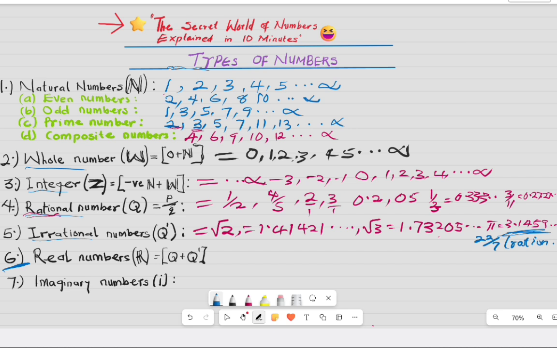Then we go to imaginary numbers. As the name implies, imaginary means something that appears not to be real. For example, root of -2 is an imaginary number. We have root of -1. These are imaginary numbers. Any root of a negative number is included as an imaginary number.